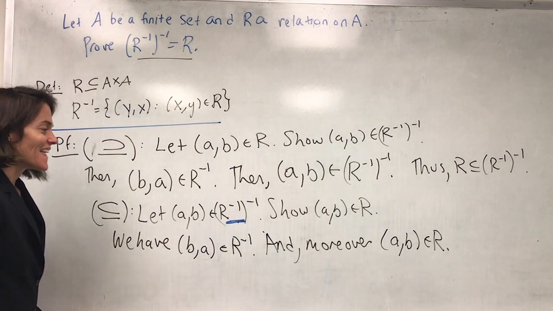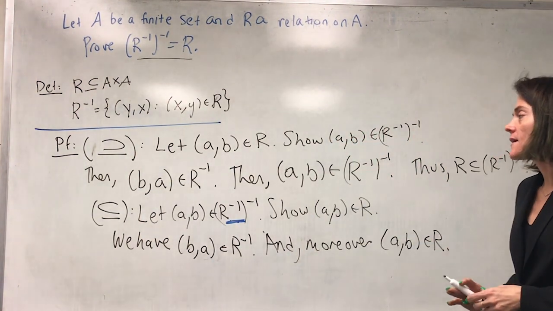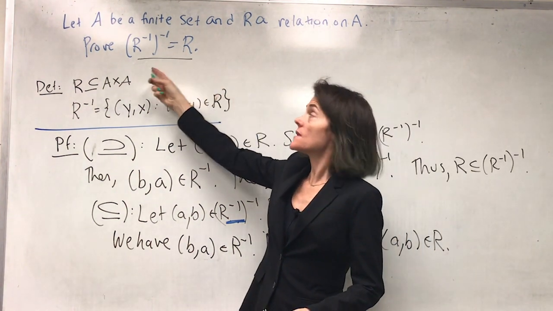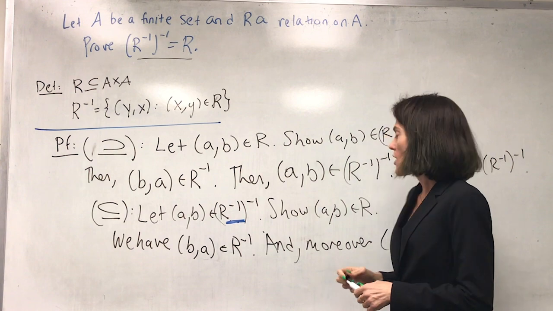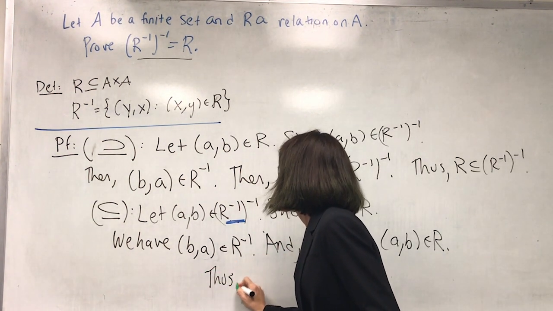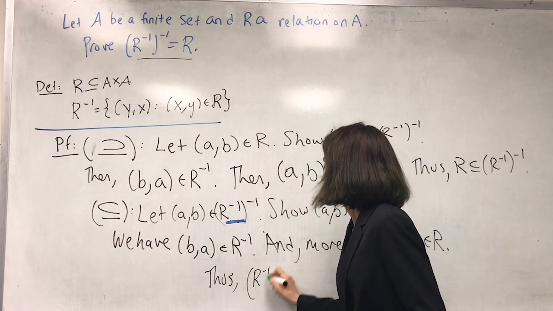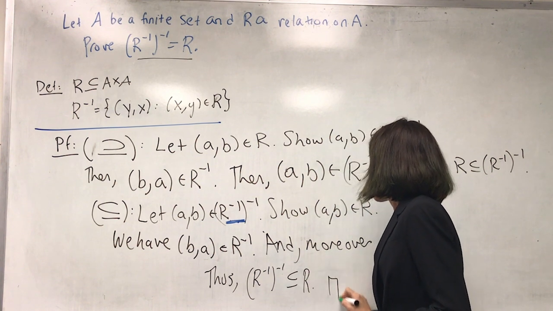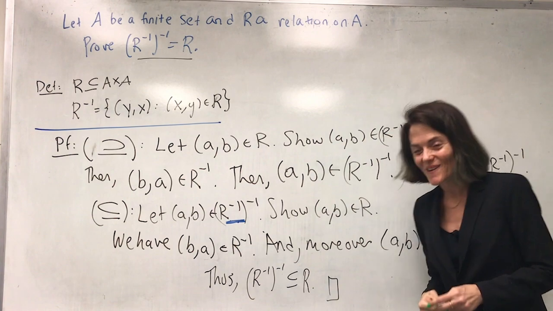Okay, this proof was not terribly hard, was it? However, one reason I wanted to do it is to show this is a subset of this, and this is a subset of this. This is how we show two sets are equal. So what have we shown in this direction? We have shown R inverse is a subset of R. So we have subset in each direction, therefore the sets are equal.